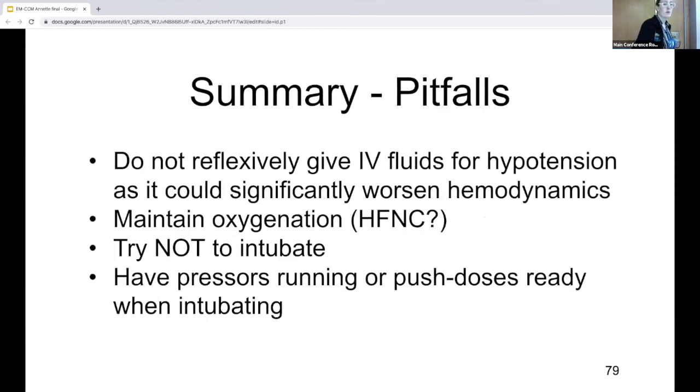Summary of pitfalls: do not reflexively give IV fluids for hypotension, as it could significantly worsen the patient. Maintain oxygenation, and consider other ways to manage hypotension. Try not to intubate, and have pressors running or push doses ready when you do.